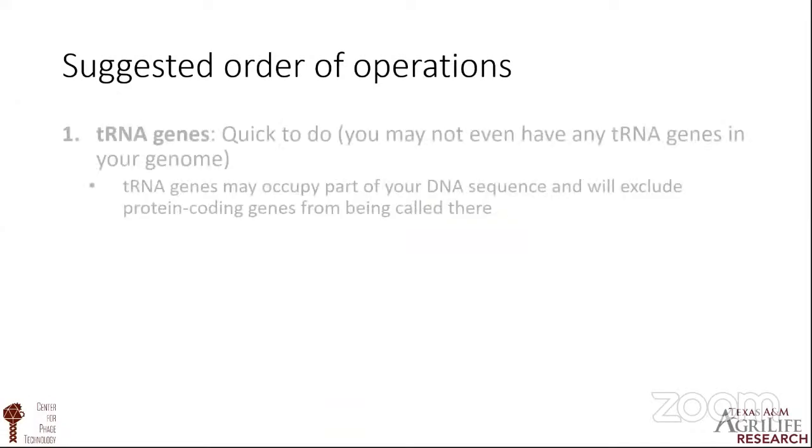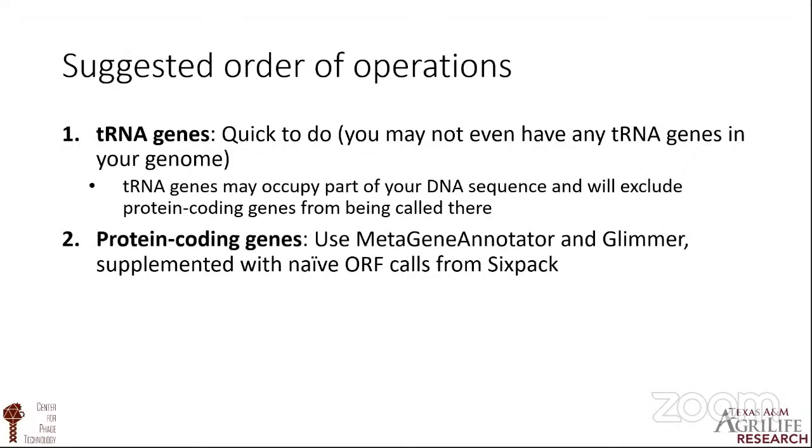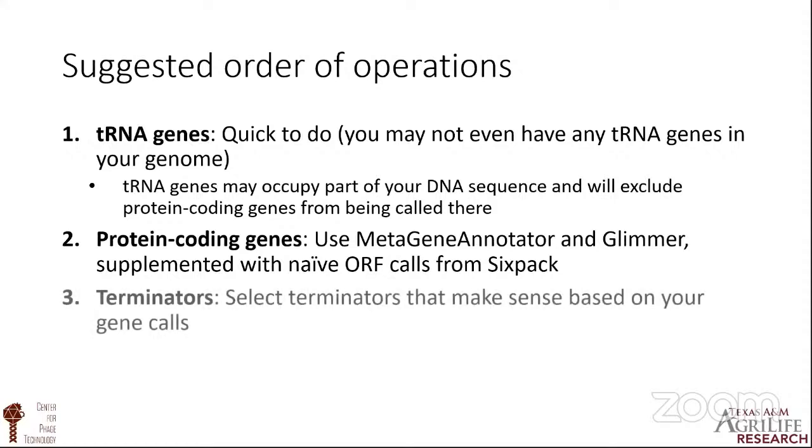When actually annotating genes in our workflows, we suggest the following order of operations. We suggest that tRNAs be annotated first. This is relatively quick to do, and many phage genomes don't have any tRNA genes at all. It's important because tRNAs may actually occupy part of the DNA sequence that will then exclude protein coding genes from being called there later. The second step is calling protein coding genes, using MetaGeneAnnotator and Glimmer as the main gene callers, supplemented with naive ORF calls from sixpack. And finally, terminators can be called. Once the structural protein genes have been identified, you now have the context for calling terminators. So the terminators that make sense can then be selected based on your gene calls.